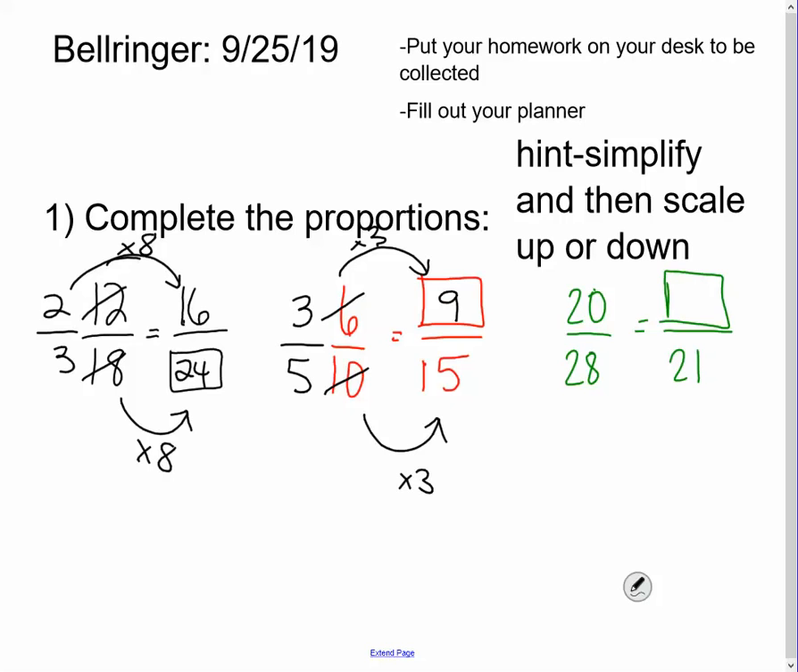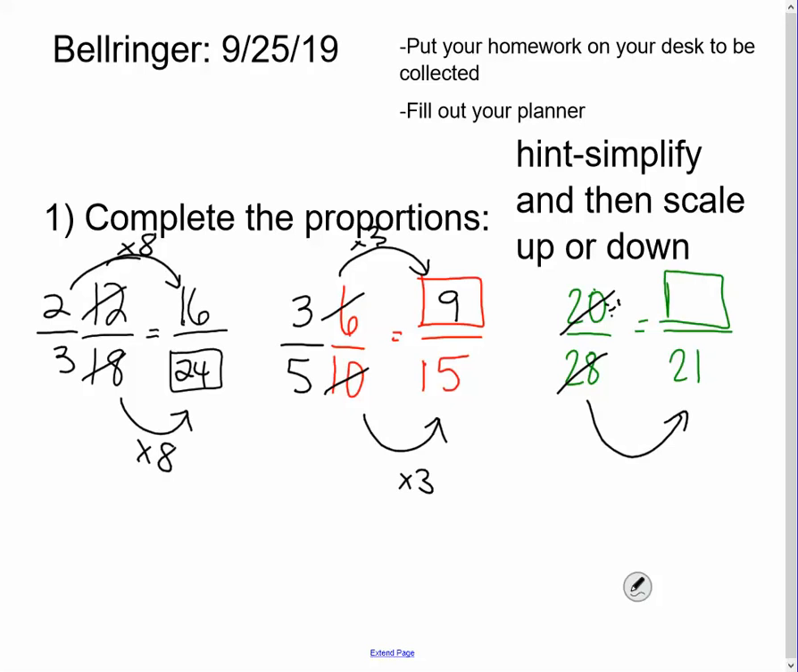All right, let's look at this next one. 20 to 28. Let's simplify that because 28 does not divide by anything to give us 21. So what is a common factor? What is a number that goes into both 20 and 28? Amari? 4. 4, very good.